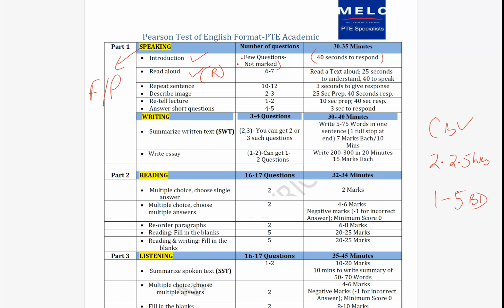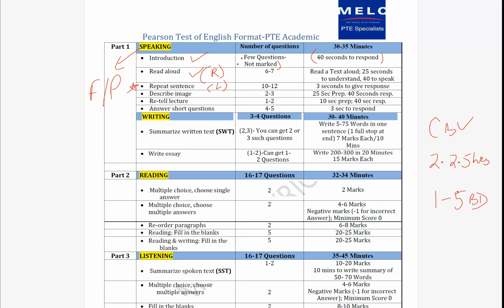In this, you listen to a sentence and then you have to repeat it as much as you can. You only get 3 seconds to prepare. Once you hear the recording, there is a pause of 3 seconds and then you have to speak. You should speak as much as you can. This is one of the most important questions of the whole PTE test, and it affects your listening score.